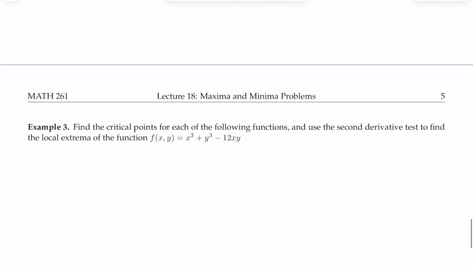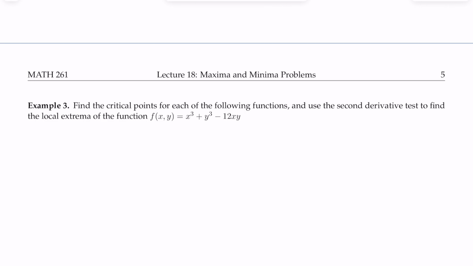In this example, we have a function of the form f(x,y) equal to x cubed plus y cubed minus 12xy. And you want to find the critical points and use the second derivative test to find the local extrema of the function. Again, when I say local extrema, I mean local maximum and local minimum.